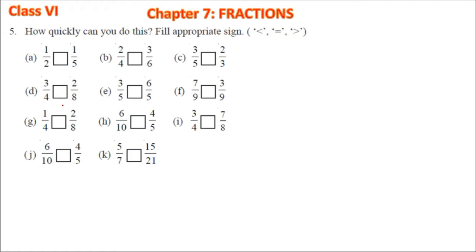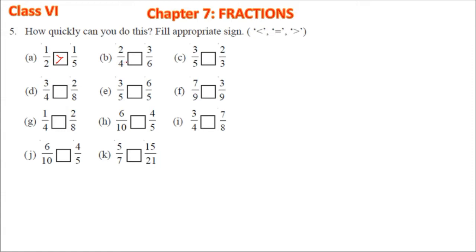Let's look at question number 5. How quickly can you do this? Fill the appropriate sign. Here we have to use greater than, equal to, or less than symbol. 1 by 2 and 1 by 5. Look, the numerators are the same, denominators are different. When denominators are different, the larger the denominator, the smaller the value. So 1 by 2 is greater than 1 by 5.